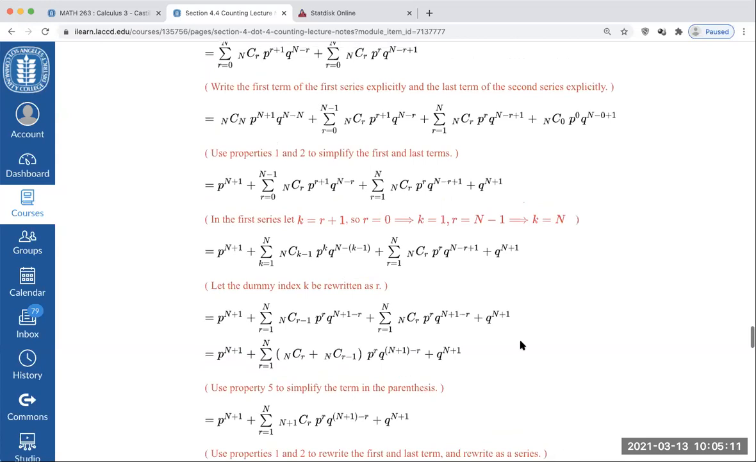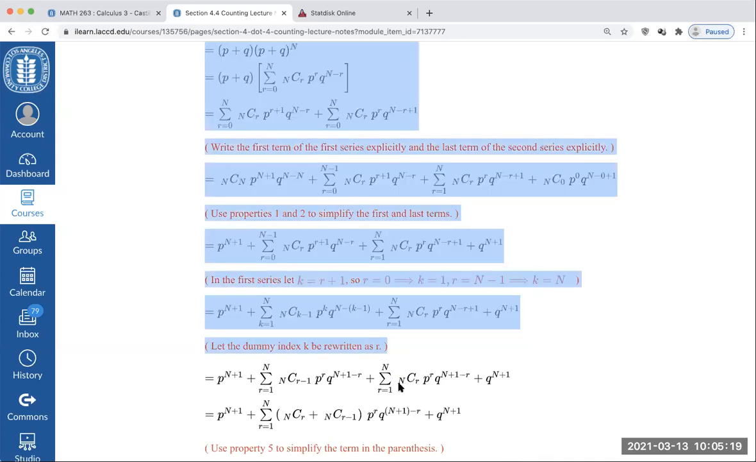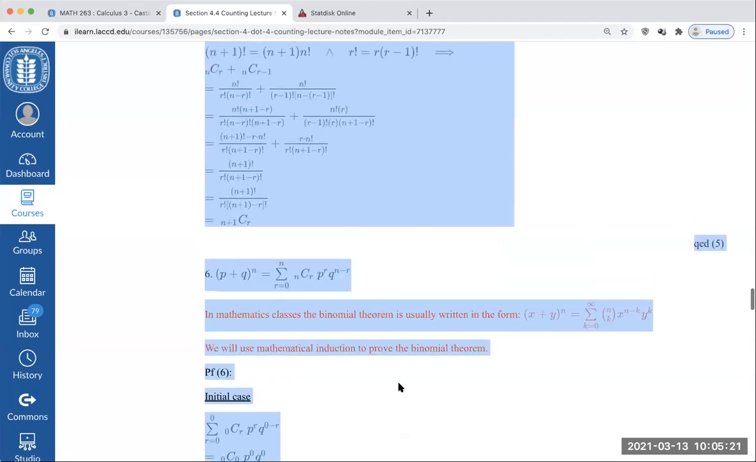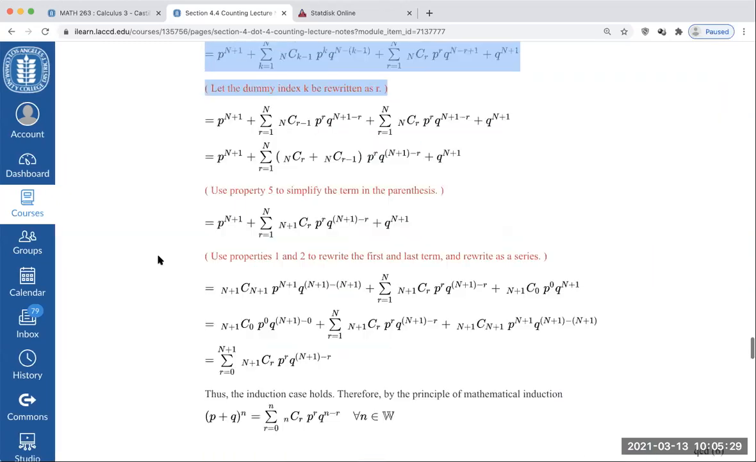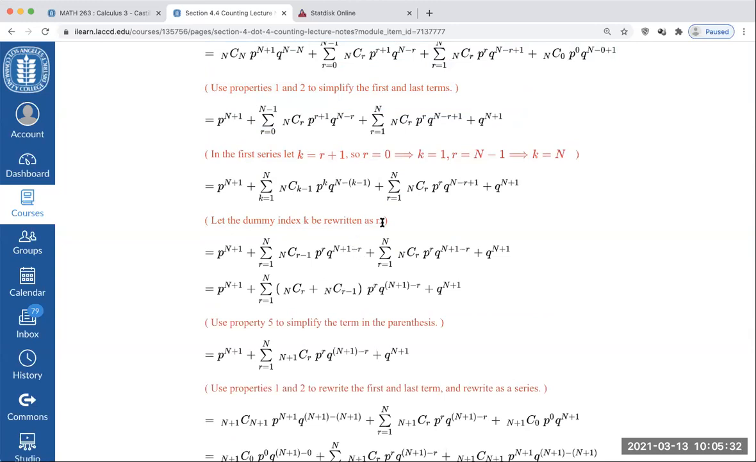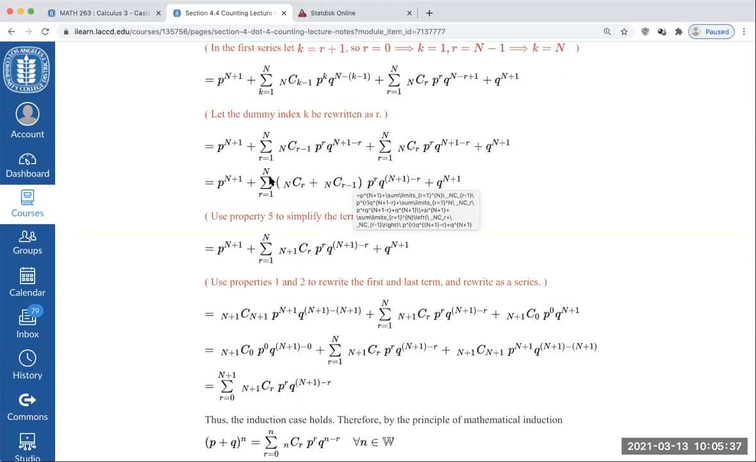But by the previous property, this property number 5, there it is right here, by property number 5, capital N CR plus capital N C R minus 1 is capital N plus 1 CR. So let's just replace that.